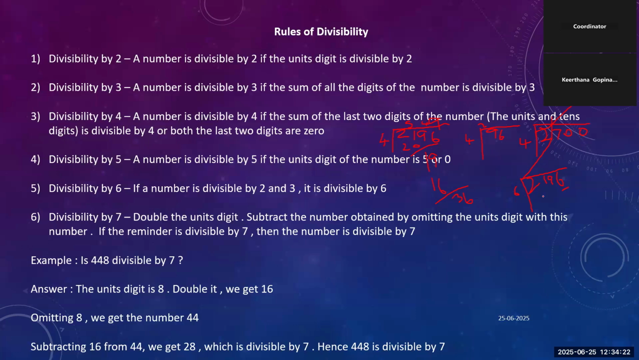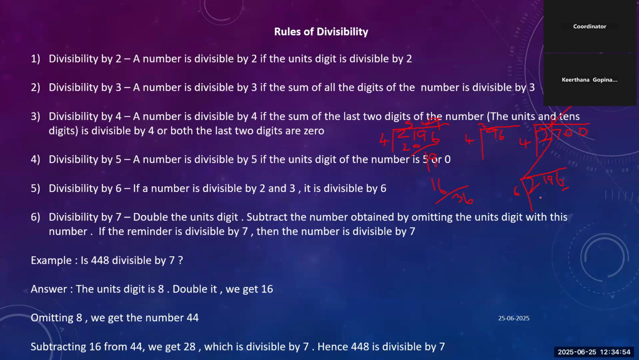Now, what is the rule for divisibility by 3? You have to add these numbers. 2 plus 1, 3. 3 plus 9 is 12. 12 plus 6 is 18. 18 is divisible by 3? Yes, sir. So it is divisible by 2 and 3. Hence it is divisible by 6. Without elaborately calculating, you can immediately arrive at the answer.